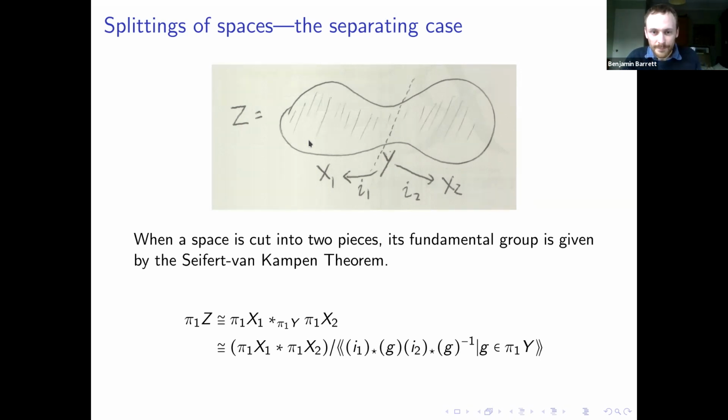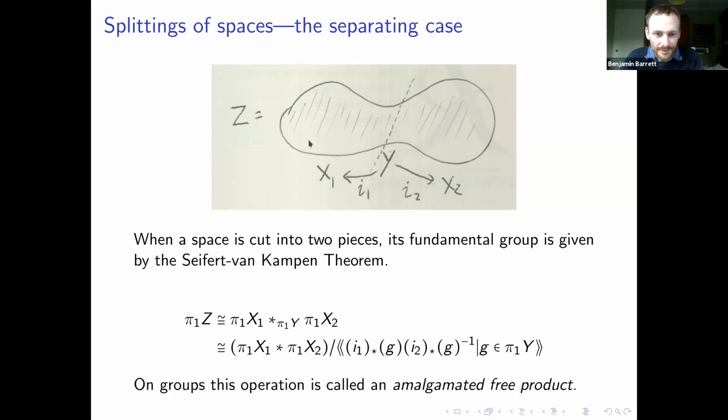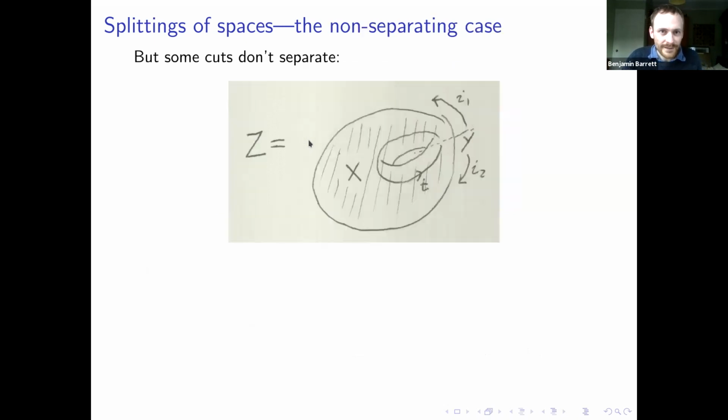Of course, something else can happen, which perhaps people, not topologists, but other people, maybe don't think about so much. I should say, on groups, this is an amalgamated free product. So on the next slide, we look at the non-separating case. Here again, we're taking a pair of scissors to the space Z, cutting it along Y, but because there was a hole or something in Z, this cut along Y hasn't actually separated the space into two. So in this picture, we cut along Y, that's a dotted line again, towards the right-hand side of the picture. And now we haven't cut Z into two pieces, it's still only one piece, and that piece is called X. But that piece is sort of simpler because it doesn't contain this loop anymore.